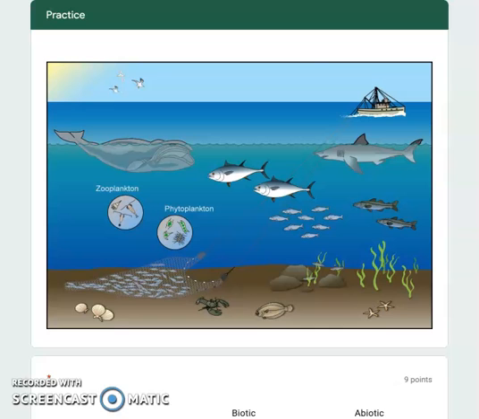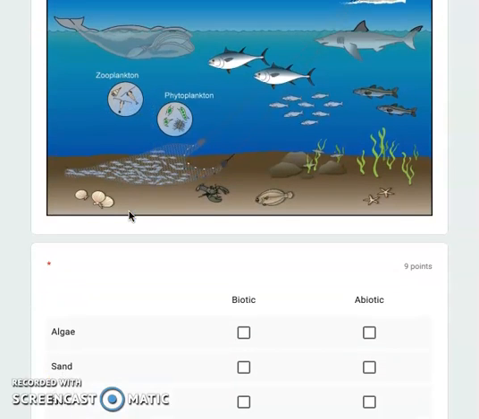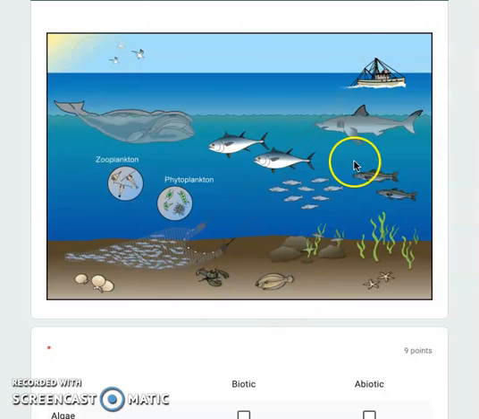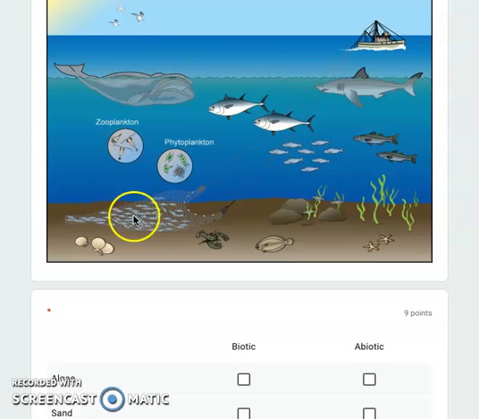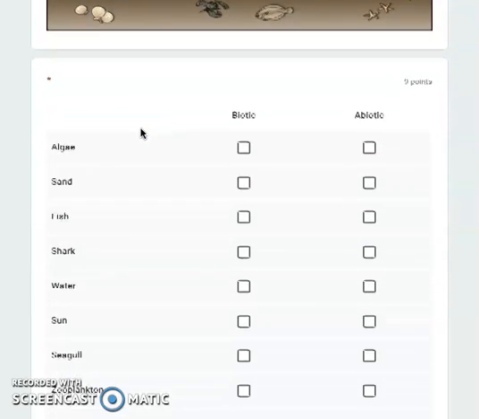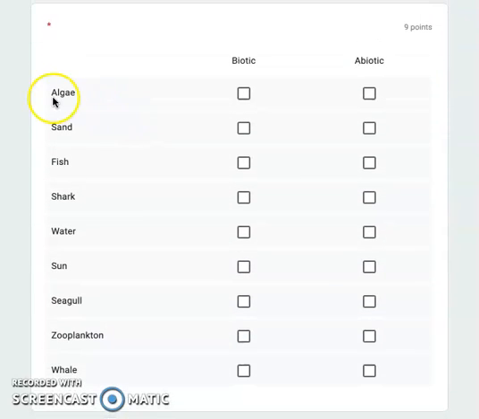Hey guys, all right, so let's go ahead and check your practice questions. So here you have an aquatic ecosystem that's found in oceans. And the first question is pretty much all you have to do is determine if each of these things is either biotic, which means that it's living, or abiotic, which means that it's non-living.